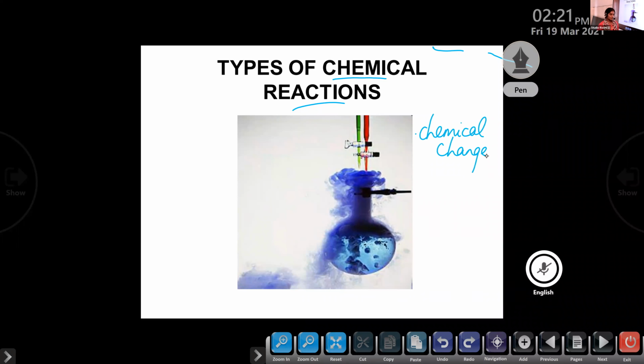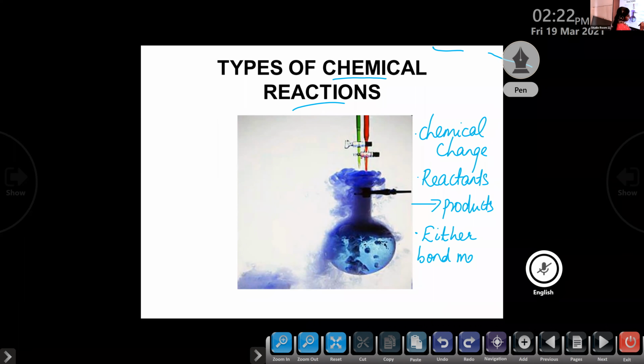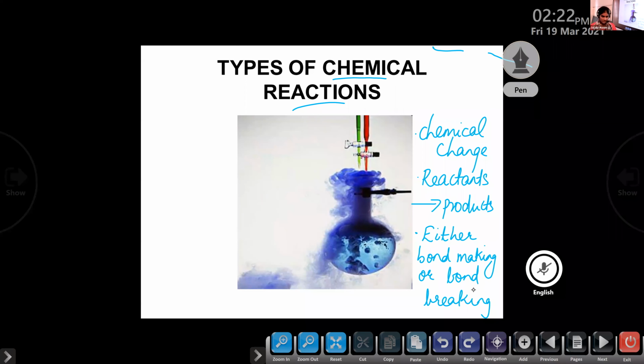The next point you have to note: reactants converted to products. And the third point: either bond making or bond breaking takes place. Sometimes bond making, or otherwise bond breaking. So these are the 3 points to note. It's a chemical change in which reactants are converted to products either by bond making or bond breaking.